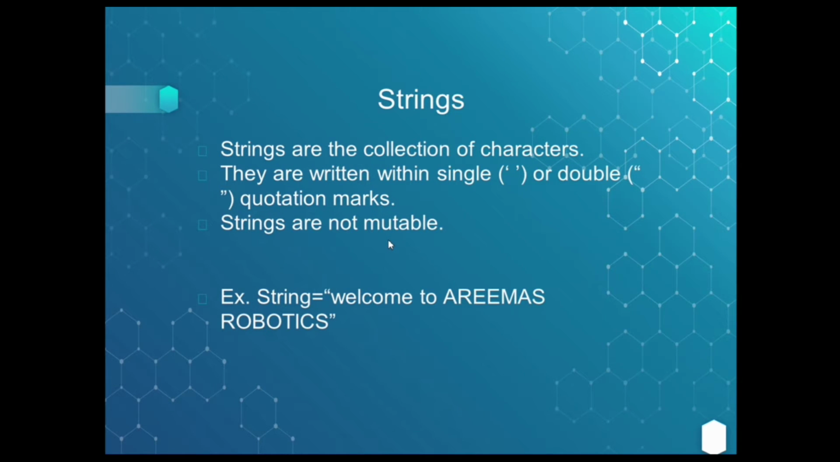Welcome to Arimas Robotics, and today we will be discussing the last data type in Python, that is strings. First of all, let us know what strings are. Strings are basically a collection of characters, written in single quotations or double quotation marks.